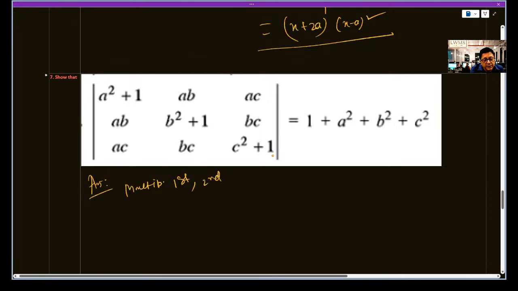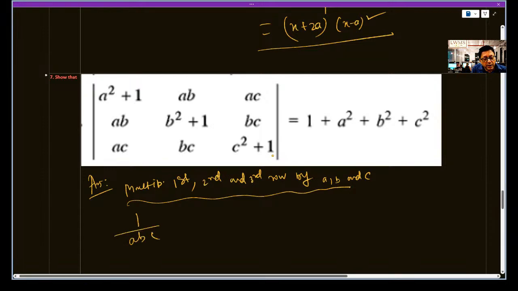First, second and third row by A, B and C. Can you multiply without a reason? If you multiply, then you have to keep it outside, isn't it? So this is A square plus 1. Clear?